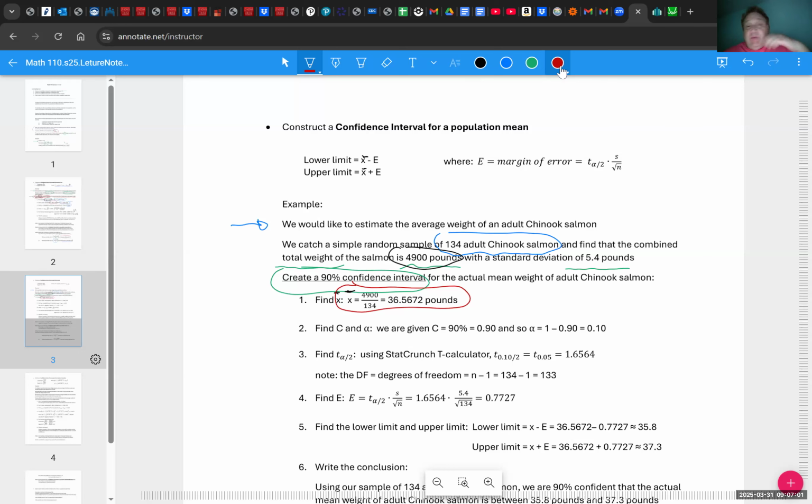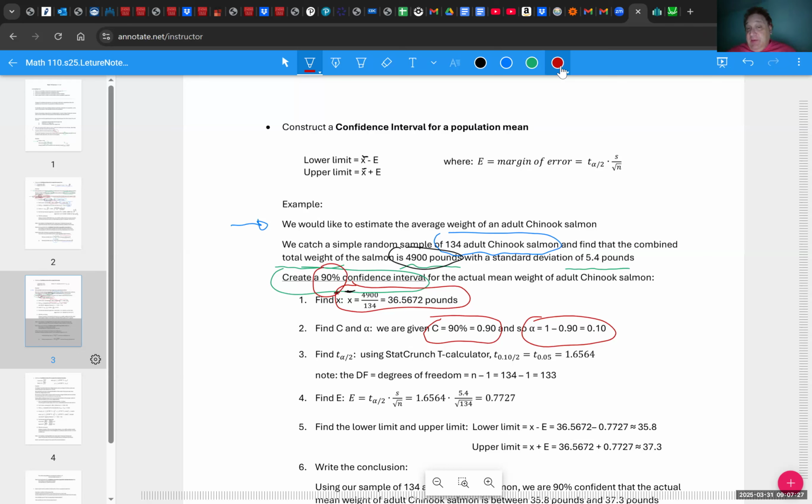All right, step number 2 is we need to find the C and the alpha, the confidence level and the significance level. We were given that the confidence level is 90%. So C is 90% or 0.90. And then to find alpha, you just do 1 minus that. 1 minus 0.90 is 0.10.